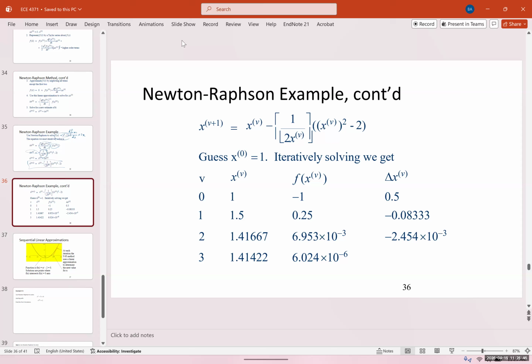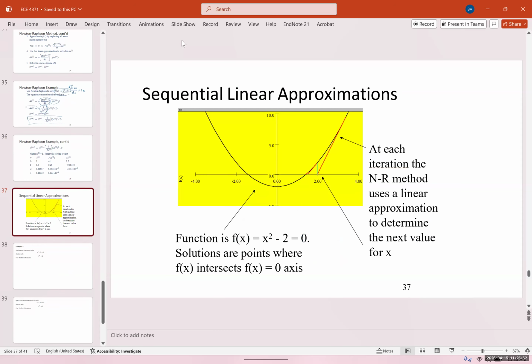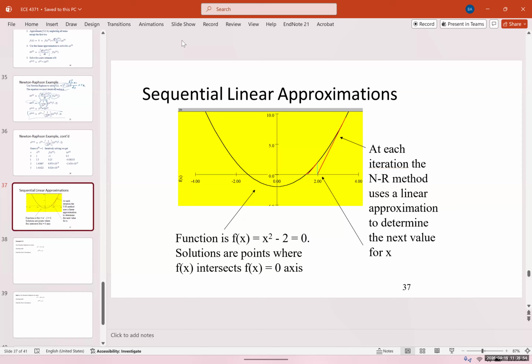But this one, and this is the actual graph, this is actually how it works. When the slope goes to infinity, you just need 1 or 2 iterations to get to the answer. It's very, very fast. So at each iteration, the Newton-Raphson method uses a linear approximation to determine the next value for x.